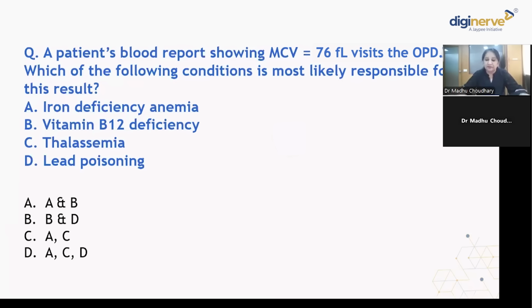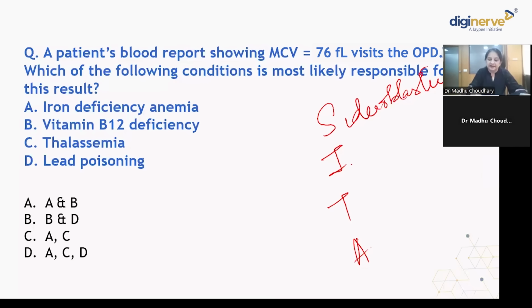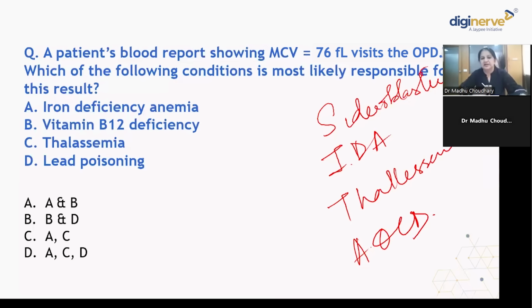We've already studied what are the causes of MCV, low MCV or microcytic hypochromic anemia. What mnemonic have we studied? We have studied about SITA. SITA is your sideroblastic anemia, iron deficiency anemia, thalassemia, and anemia of chronic disease, right? Or if you can say Setal, L is your lead poisoning. So these are your main causes for microcytic hypochromic anemia.